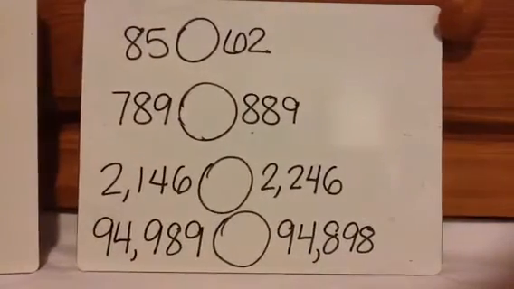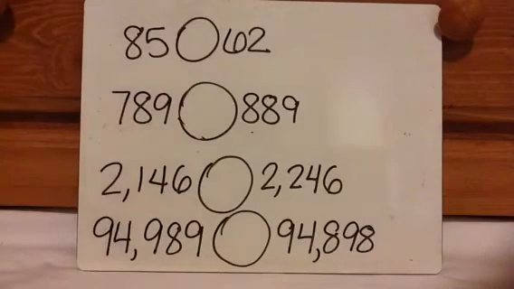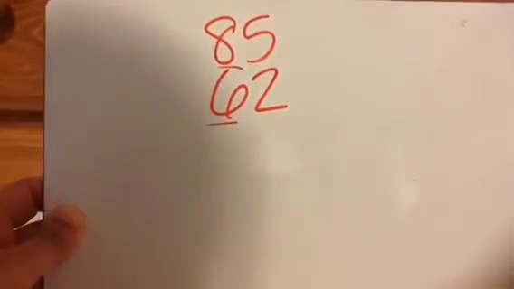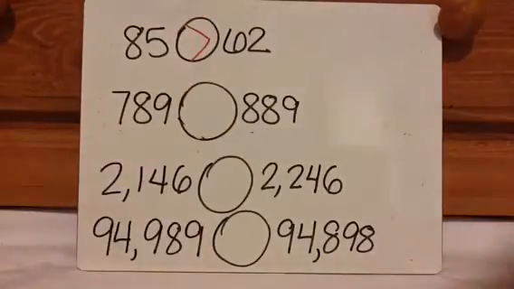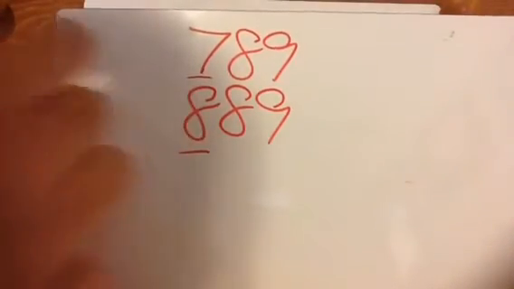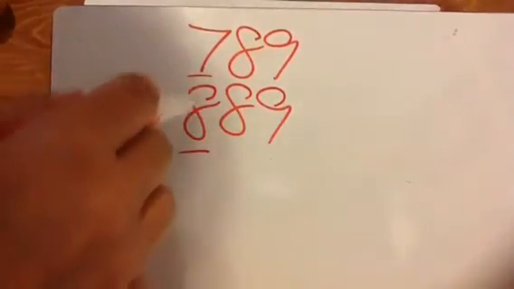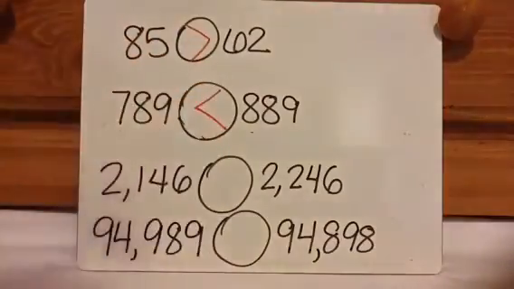Okay, so let's look at the first one. 85 compared to 62. So in the tens place, there are more tens in this one than that one, so therefore that one is greater. The next one is 789 and 889. So starting from the hundreds place, they have different hundreds digits, so that means this one is greater than that one. It doesn't matter what the rest of the numbers say. If you have more hundreds than the other, even if that one had more ones than the other, then the hundreds wins.